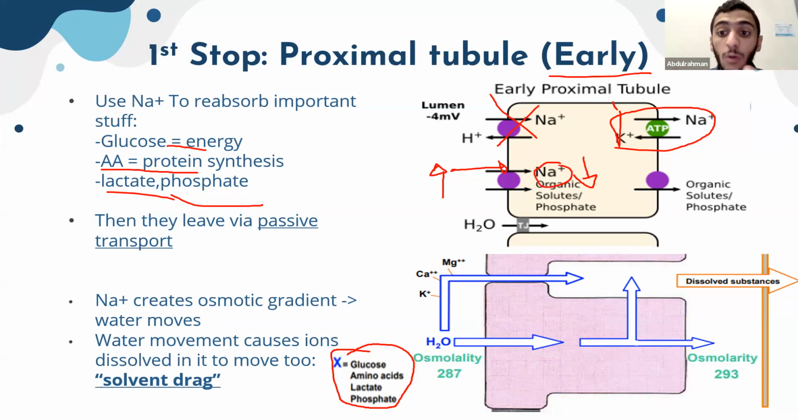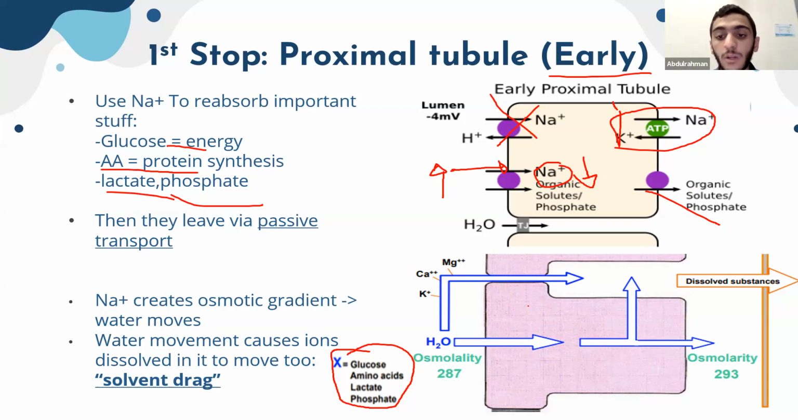So remember, now you see why we created this concentration gradient. This allowed us to have a low sodium concentration inside the cell. And because there is low sodium inside the cell, now the sodium wants to move into the cell. And it brings along with it the glucose or the amino acids. Now, once they're inside the cell, they can go through their own channel, a passive transport, and they can leave the cell into the body because we need them.